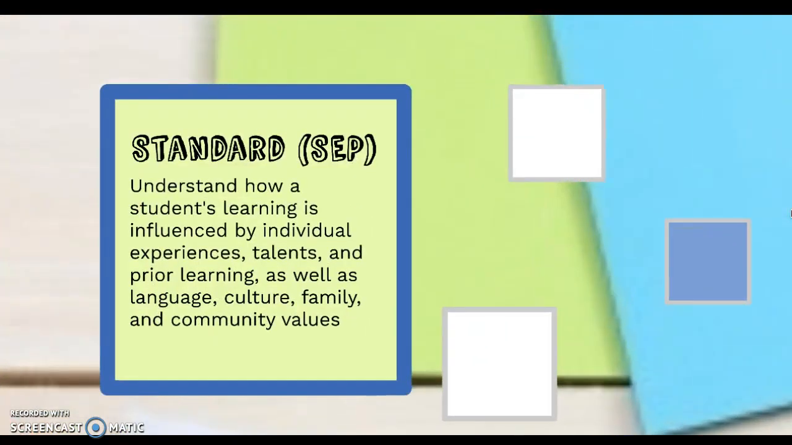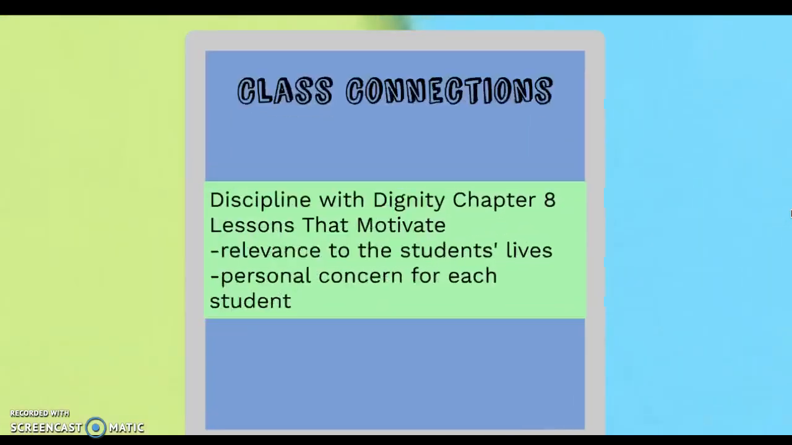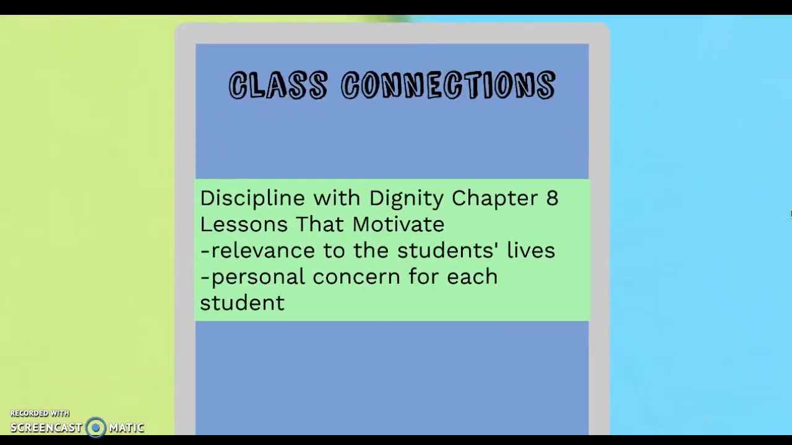Next, it's understand how a student's learning is influenced by individual experiences, talents, and prior learning, as well as language, culture, family, and community values. And so we talk about it a lot in 460 about how it's important to display different cultures in your classroom. And so we also talk about it in Discipline with Dignity, Chapter 8, and say that lessons that motivate show relevance to students' lives and personal concern for each student.